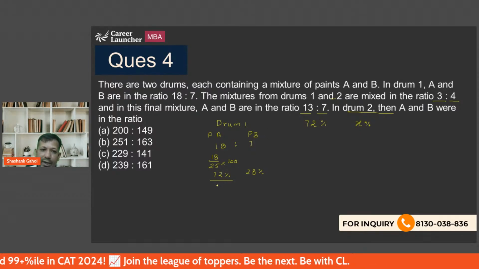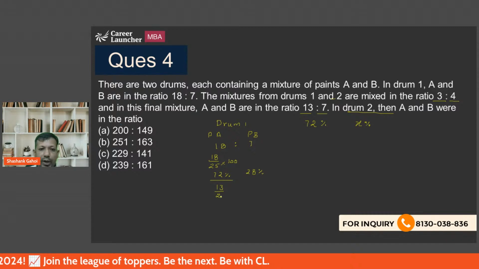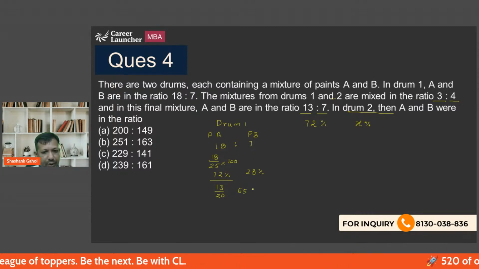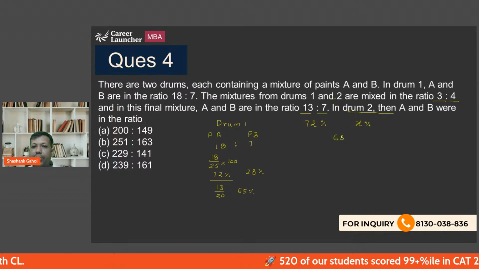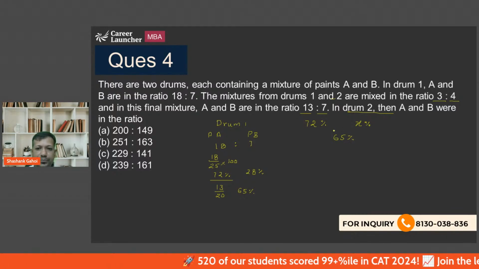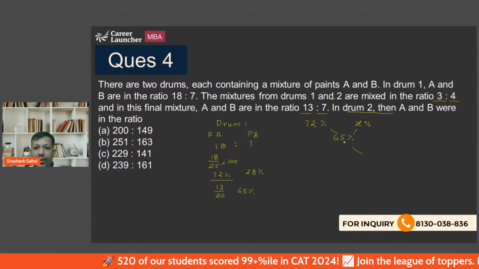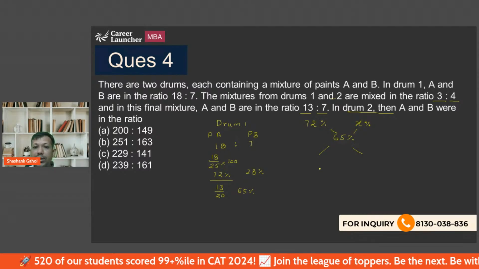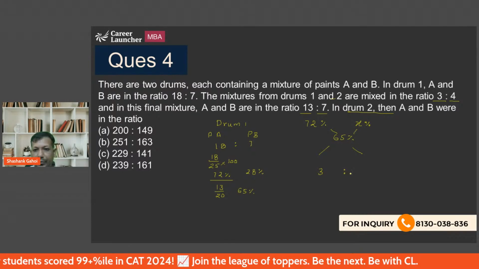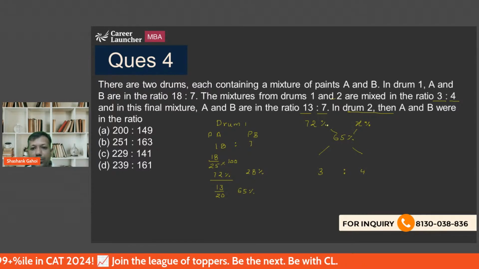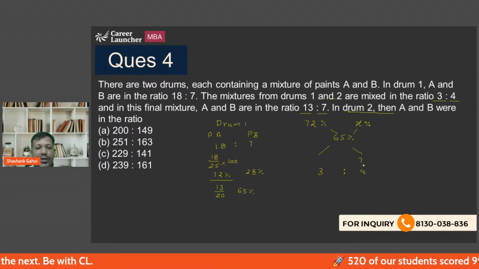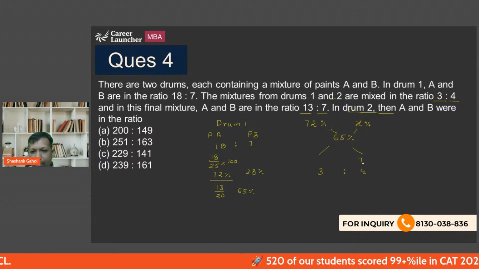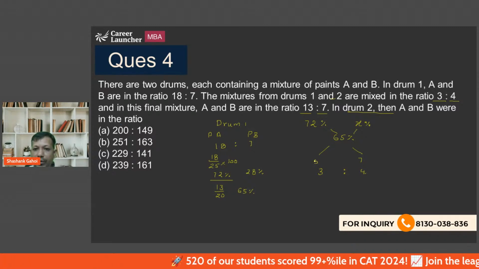So A is 13 by 20. So I can say 65%. So final concentration of A that is given to us is 65%. And these are mixed in the ratio of 3:4. So this difference comes out to be 7. So if 4 is 7, then 1 is 1.75. Then 3 is going to be 5.25.